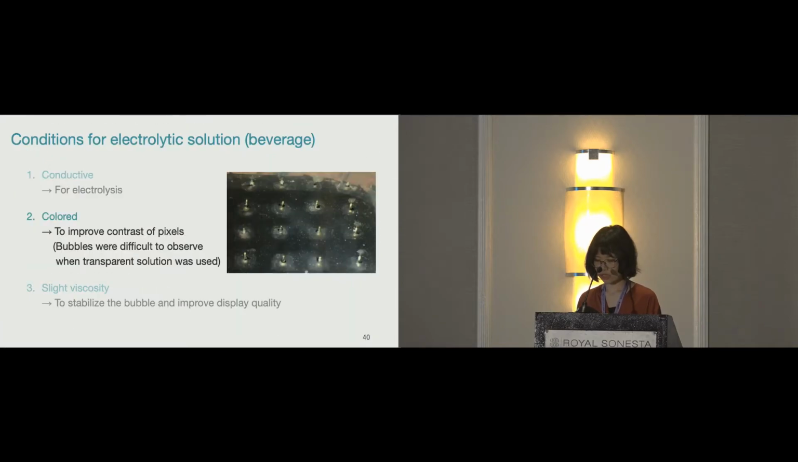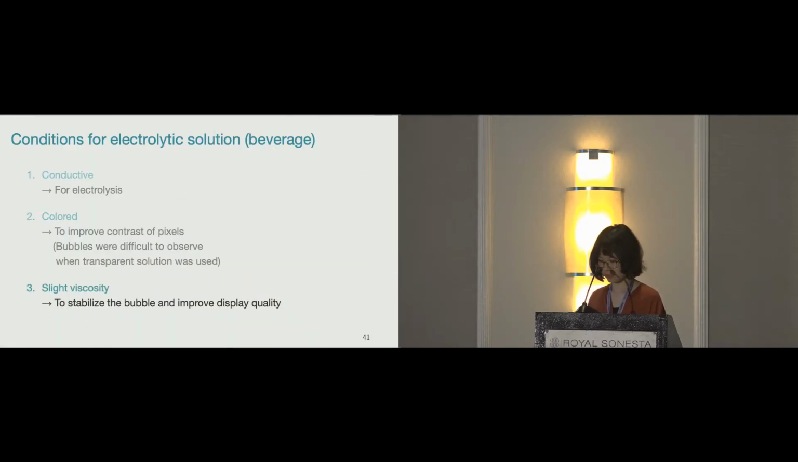This picture is an example of using a colorless and transparent solution. Can you find the bubbles coming out? Bubbles came out from these cathodes. In this way, it was difficult to observe bubbles if the solution was colorless and transparent, so we set up a condition that the solution should be colored.